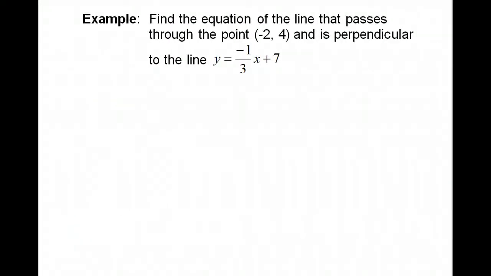Okay, here's our last problem. Find the equation of the line that passes through the point (-2, 4) and is perpendicular to the line y equals negative 1/3 x. We need our equation y equals mx plus b, so I need to find the slope first, and my slope has got to come from this line. Now, the slope of this line is negative 1/3.